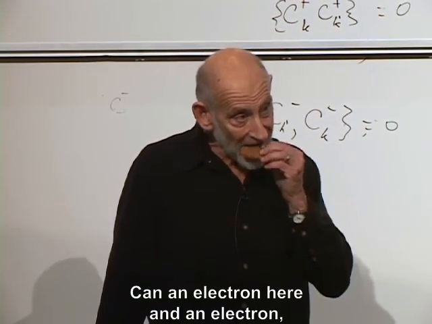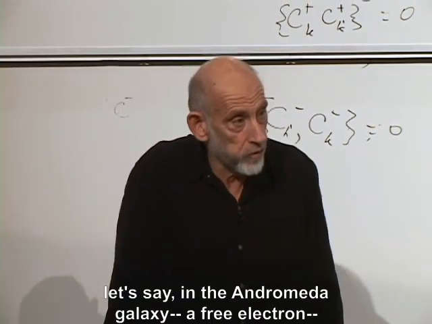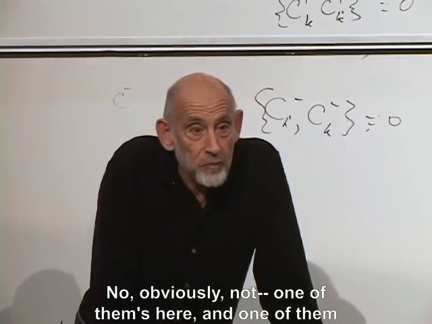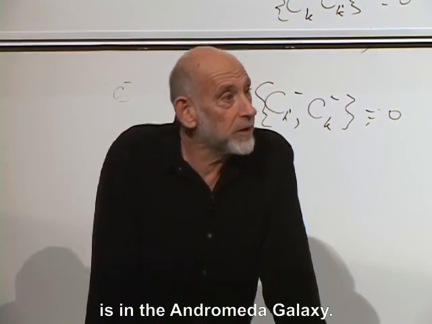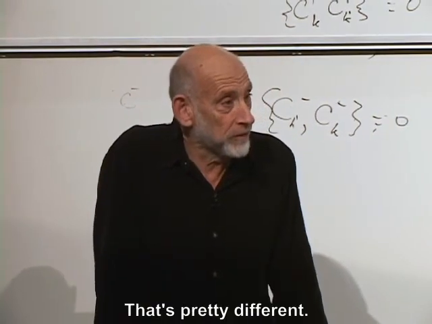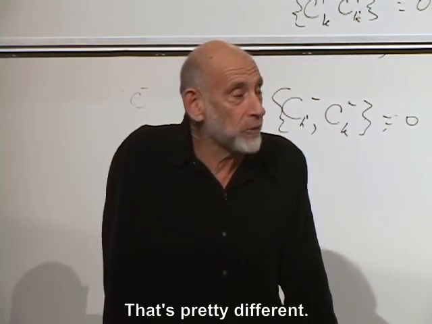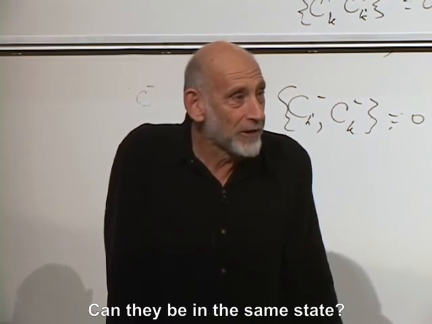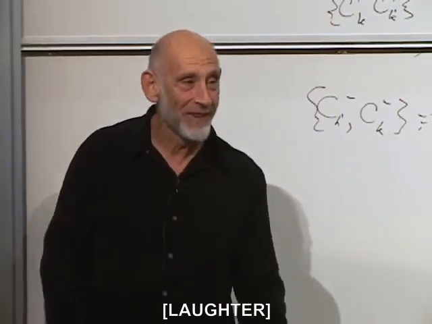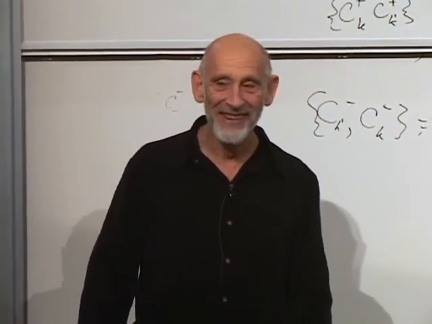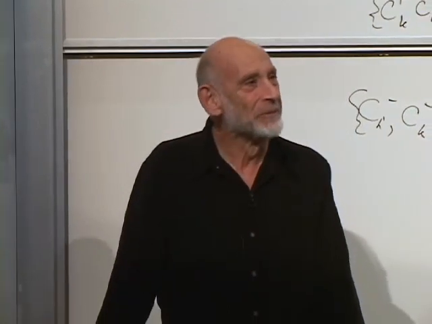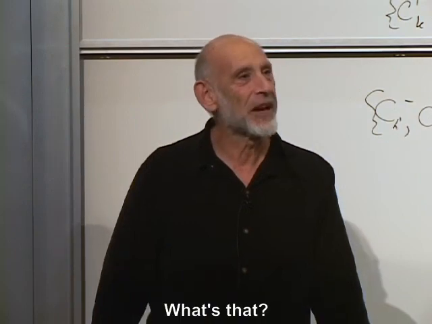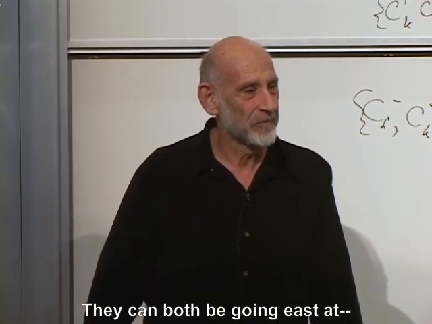Yeah, if you have an electron here, an electron, let's say, in the Andromeda Galaxy, a free electron, can they be in the same state? No. Obviously not. One of them's here and one of them's in the Andromeda Galaxy. That's pretty different. It's like saying, suppose you have one in Nevada and one in Connecticut. Can they be in the same state? Can they have the same state of momentum? Yeah. They can have the same momentum. I mean, they can both be going east.